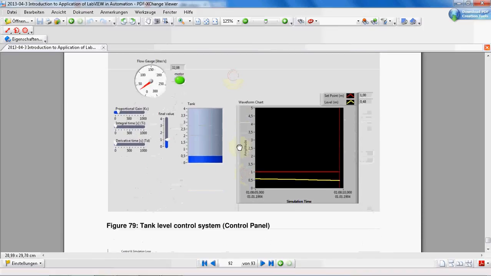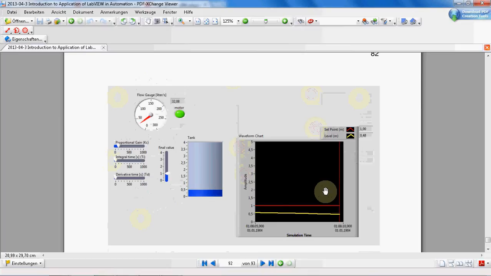Okay, at the end we want to have something like this. We want to have a PID controller so that we can control different parameters in this controller, for example proportional gain, integral time or derivative time. We want to have a gauge here showing the flow rate of our pump. We want to have a controller to give the set point of our tank.